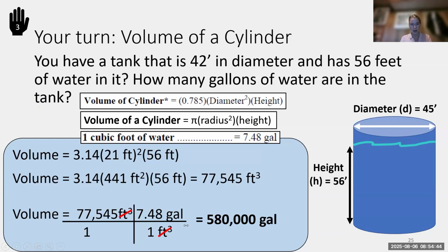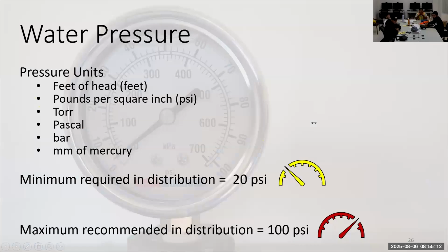If we multiply across, 77,545 times 7.48 gallons, that gives us a final answer of 580,000 gallons. And that's how much water we have in our tank. And again, if you used the other diameter number that's on the screen here, you would have gotten a slightly different answer. So sorry about that, but hopefully the practice was still helpful in watching that go through.